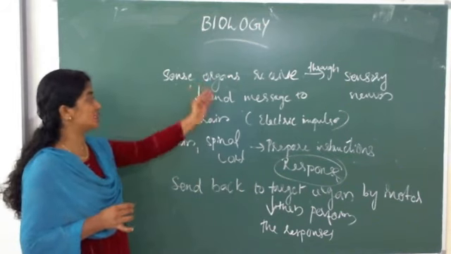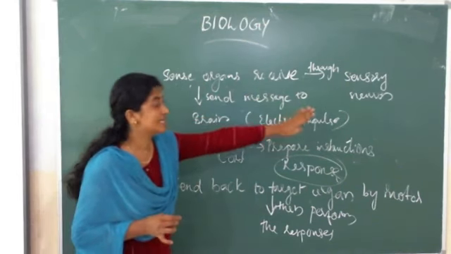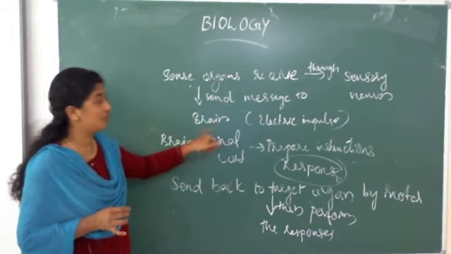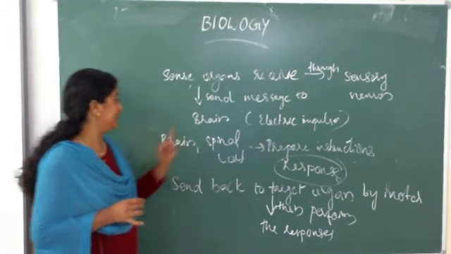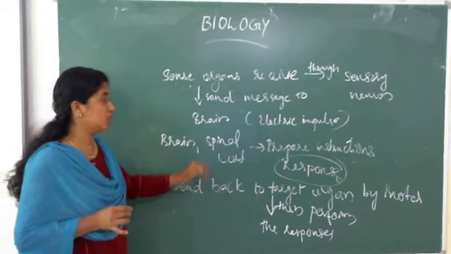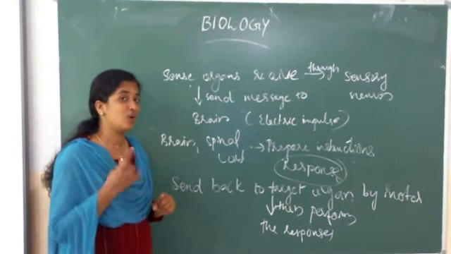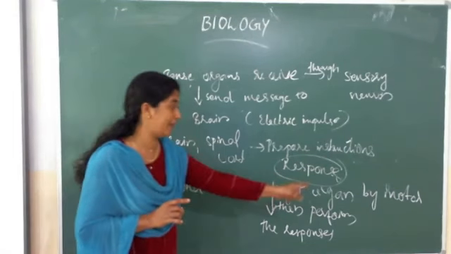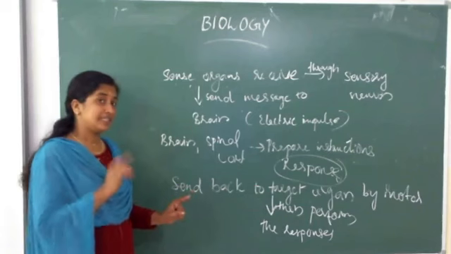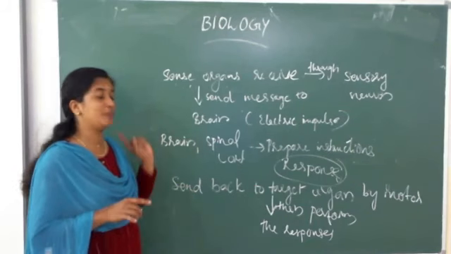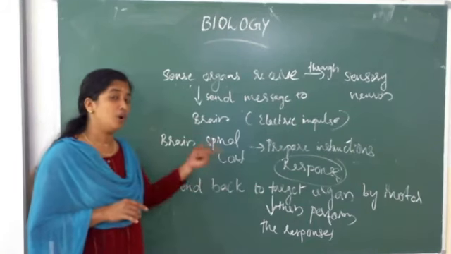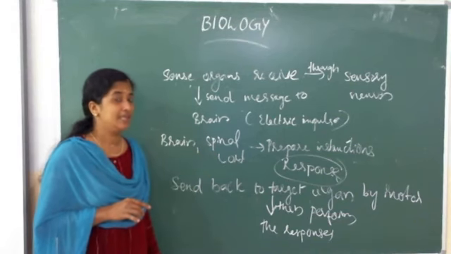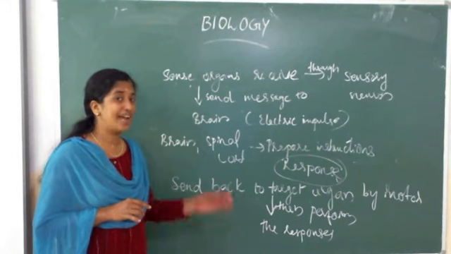Once again, the sense organ receives stimulus through sensory neuron, then it sends messages to the brain in the form of electric impulse. Then the brain and spinal cord prepare instructions, which we call responses, and these are sent back to the target organ by motor neuron. Then the target organ will perform the responses. All these responses move in the form of electric impulse, by the action of axon terminals.